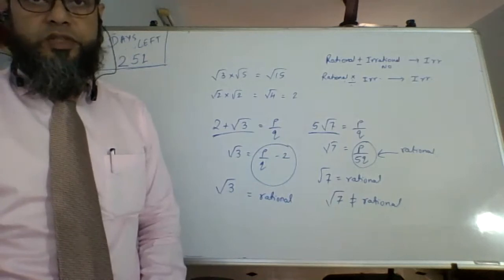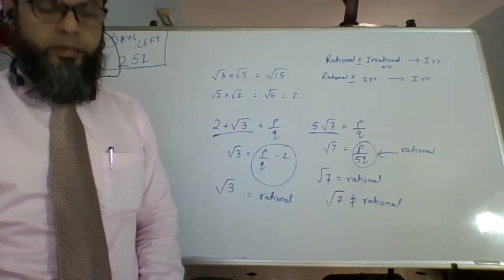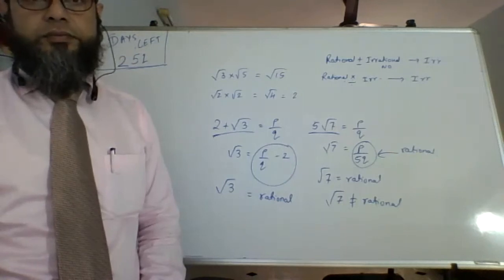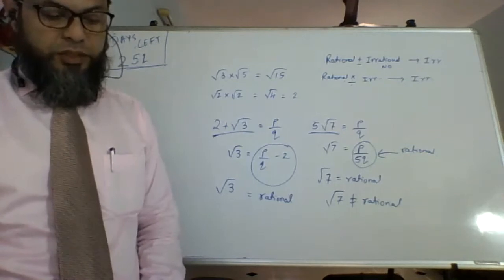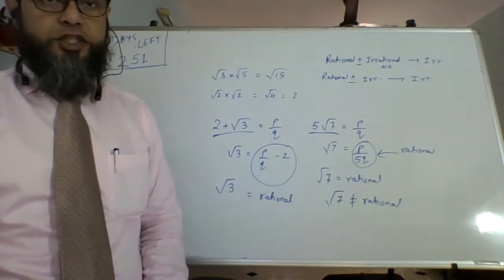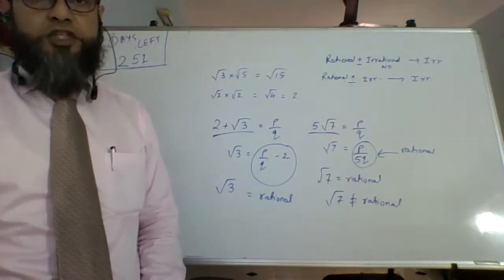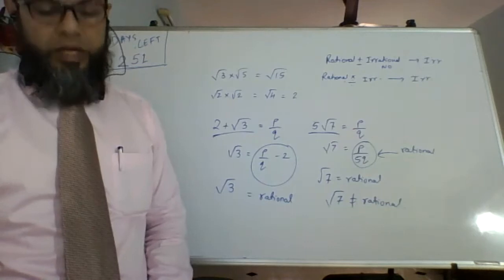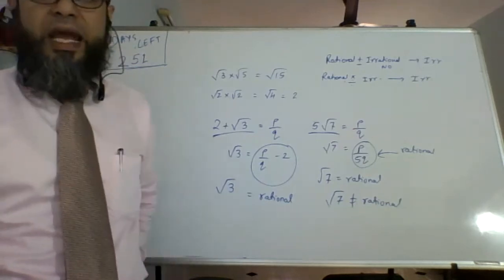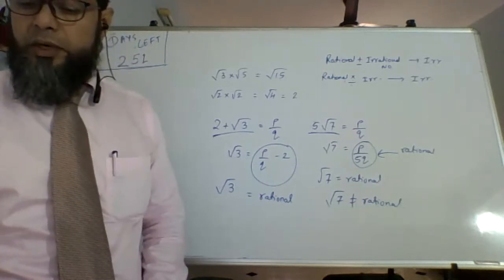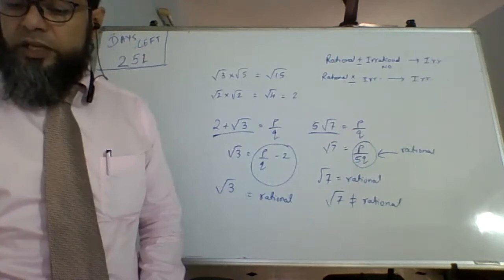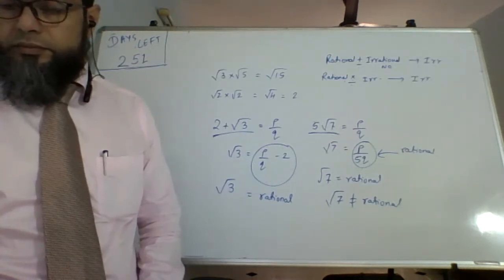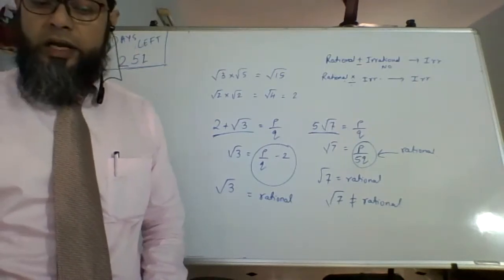Third property. Addition, subtraction, multiplication and division of two irrational numbers can be either a rational or an irrational number.